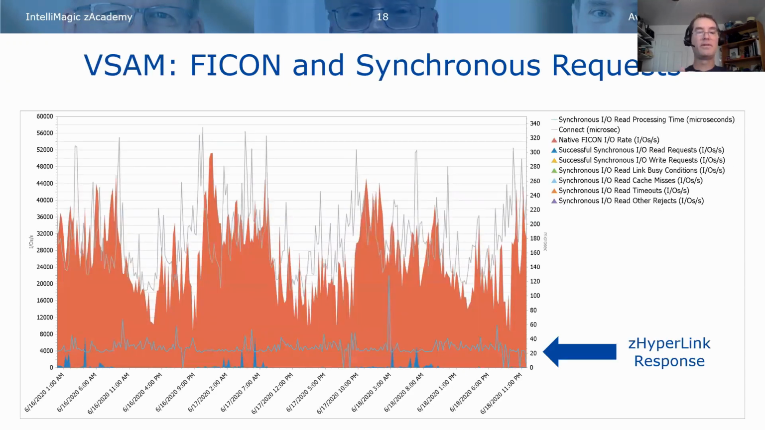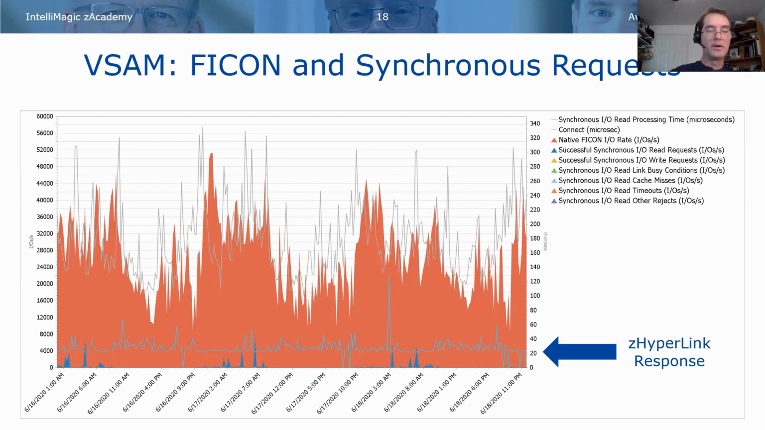Okay, so this is an environment that's turned on a VSAM storage class. And what I'm showing here, the red is the native FICON IO rate. So clearly the vast majority of the IO is still using traditional FICON, and that light gray line superimposed across the top is that response time noted on the right, again in microseconds, so 200 or so, which is about as good as it gets in a traditional channel environment.